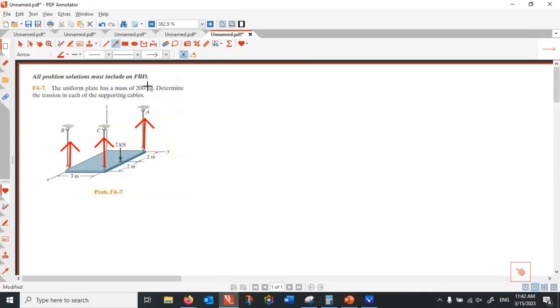All right, and that's the external force. The weight is 200 kilogram, that is applied in the center of area of the plate. That is 200 here. So the weight would be 200 times the gravitational acceleration 9.8 g. That's the weight. 2 kilonewton is also applied here. And then you have A_z, C_z, B_z.